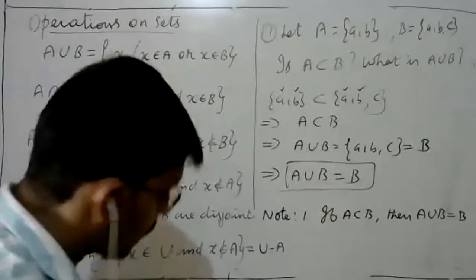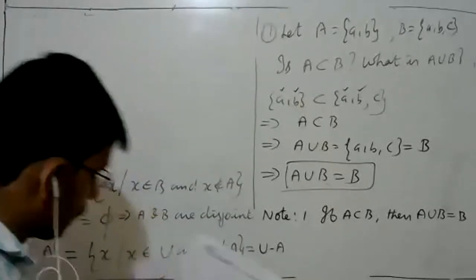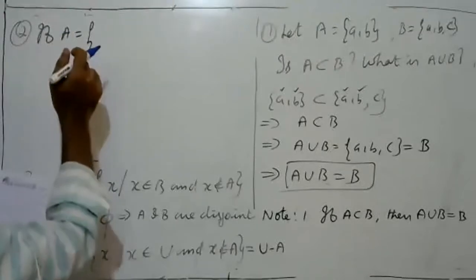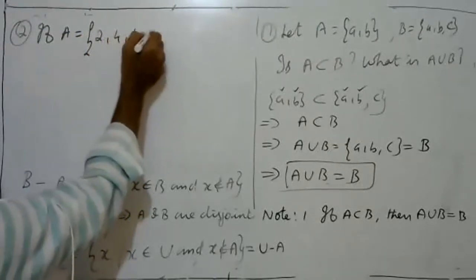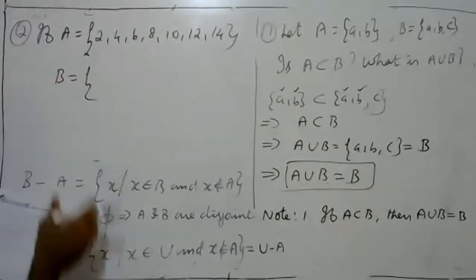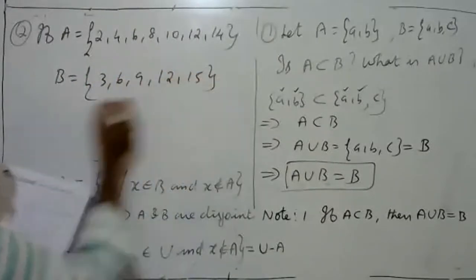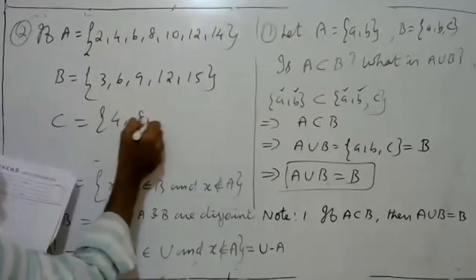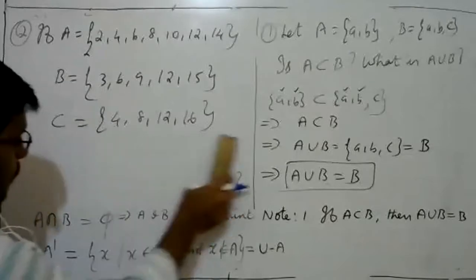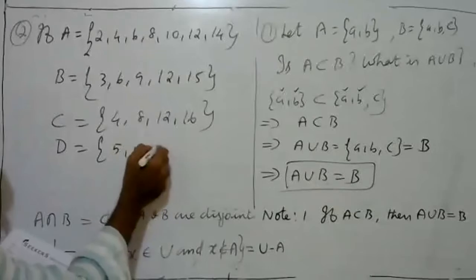So now come to the next problem. If A is equal to {2, 4, 6, 8, 10, 12, 14}, B is equal to {3, 6, 9, 12, 15}, C is equal to {4, 8, 12, 16}, and D is equal to {5, 10, 15}.